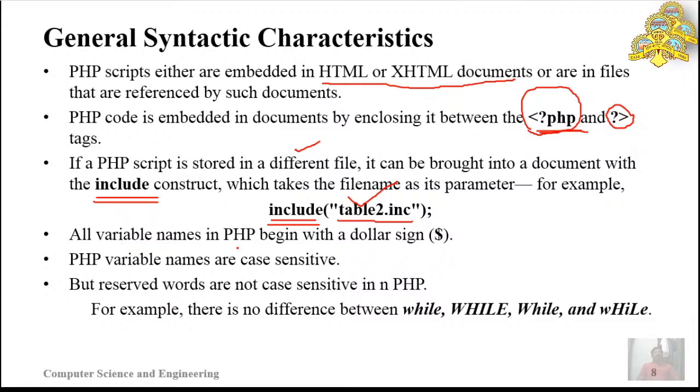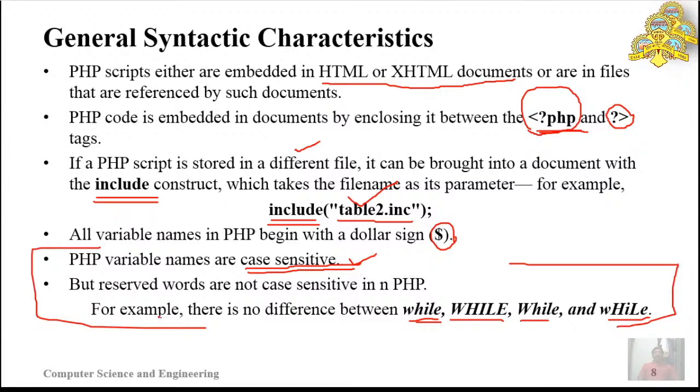In PHP, all variable names begin with a dollar sign. Variable names are case sensitive, but reserved words are not case sensitive. So while is a keyword or reserved word, and we can type it in lowercase, uppercase, or a combination of both, and they are all the same. But user defined variable names are case sensitive. This is one of the most important points you should be very careful about while writing code in PHP.